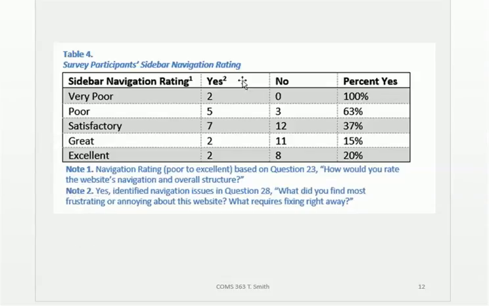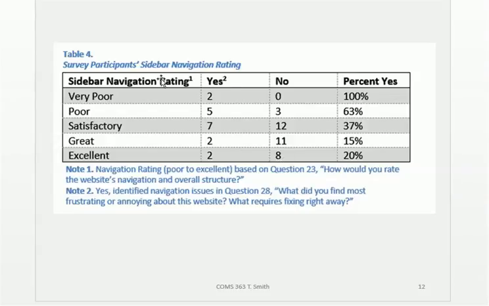And note 2 is actually quite confusing because question 28 is a negative question. What did you find most frustrating or annoying about this website? It's this negative data, and yet it's categorized with a positive word, yes. So that could be confusing in English because yes is positive. Question 28 asks what's negative. So it's basically saying, yes, there was negative data, negative comments. So that could be contradictory. And it's not saying whether this is the number of comments or the number of participants who gave comments. So that could be misleading.